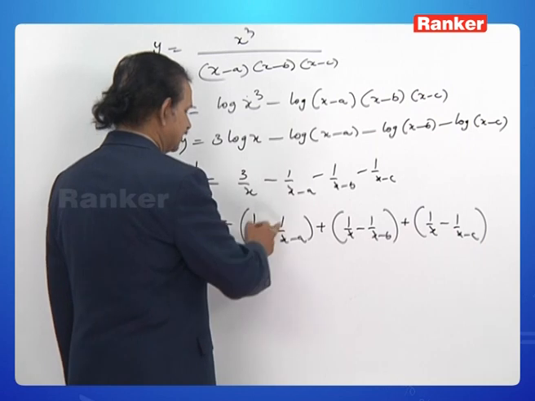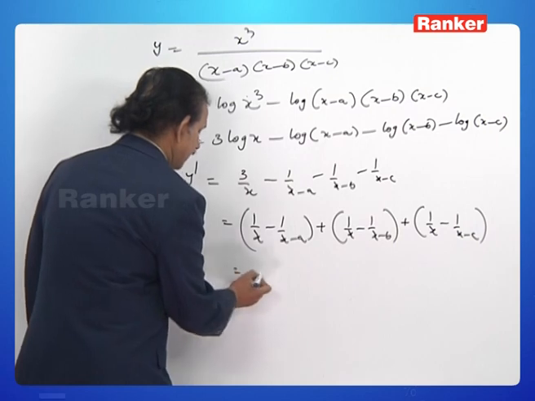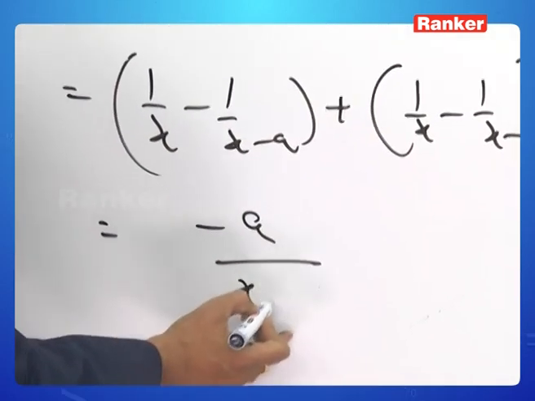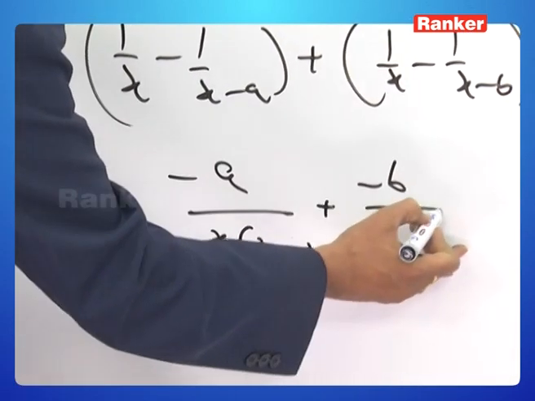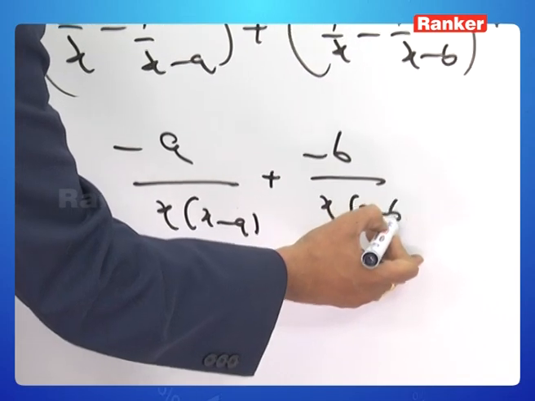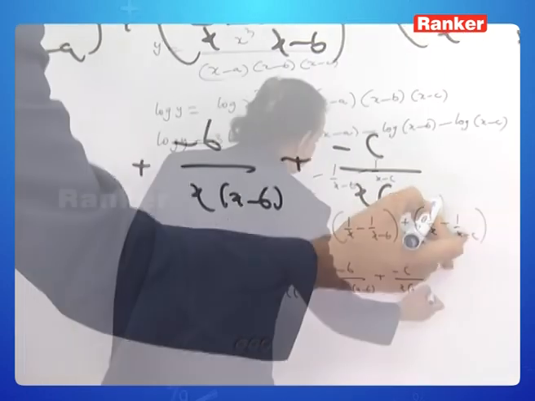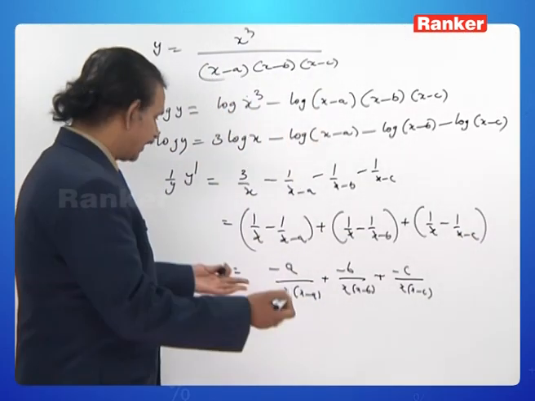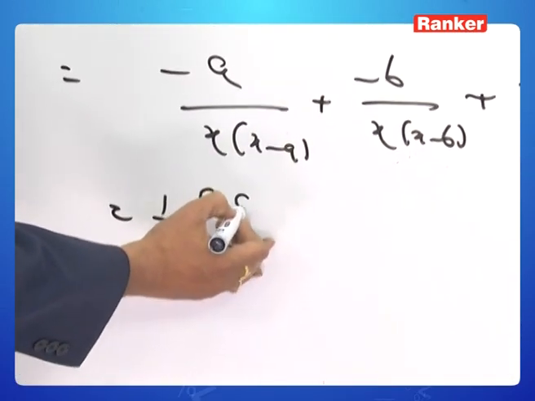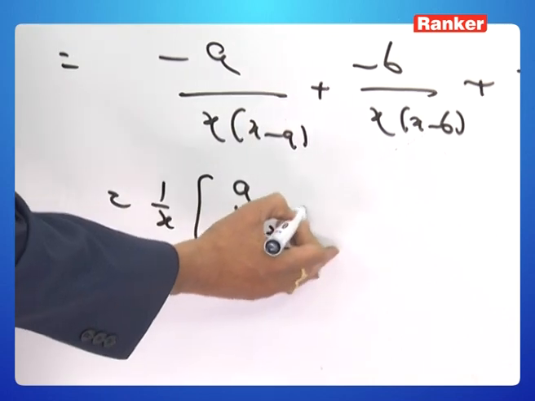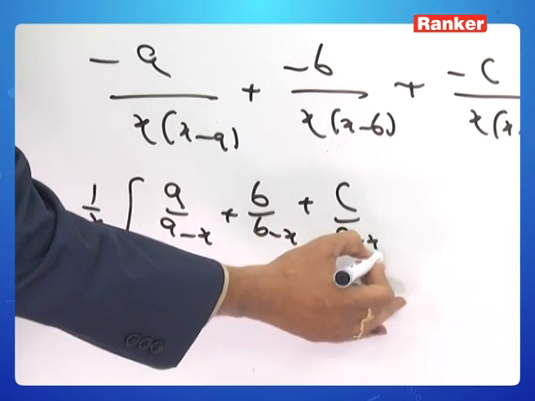x minus a minus x. x and x go away, leaving you minus a by x into x minus a, plus minus b by x into x minus b, plus minus c by x into x minus c. Again it can be taken as 1 by x into a by a minus x, plus b by b minus x, plus c by c minus x.